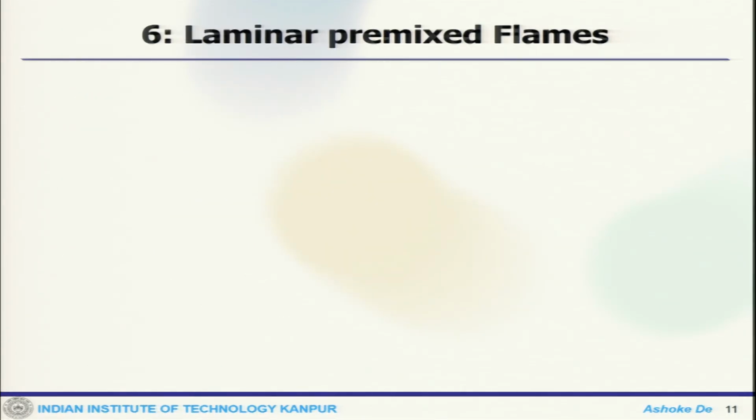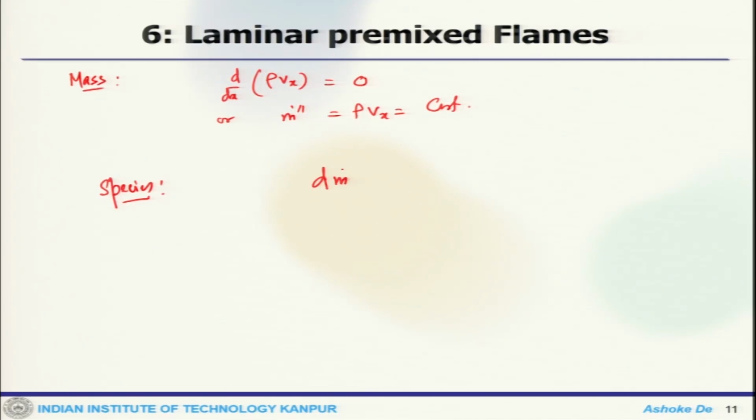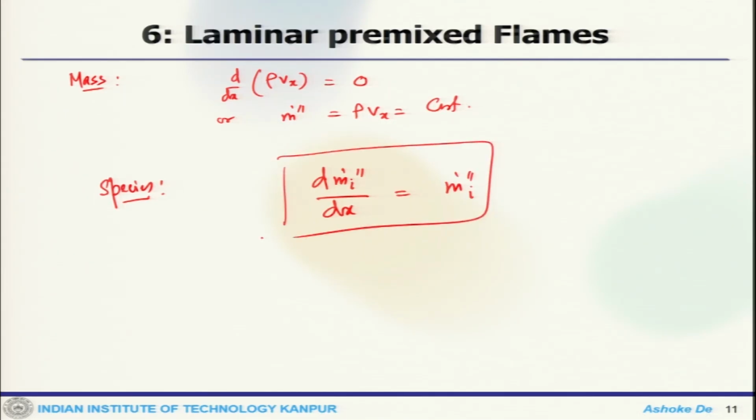Now, the first thing that we will start with is mass conservation, which is an important thing. So, it will be d/dx of rho Vx equals 0, or one can write rho Vx is constant. That is my mass conservation. Now, we will look at the species conservation, for individual species, because individual species they will react.